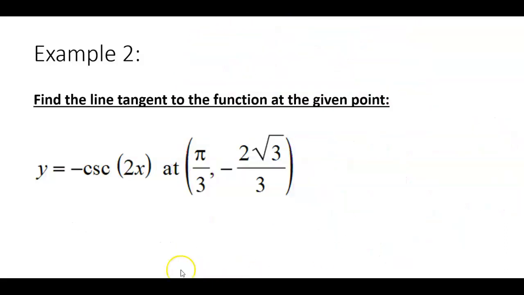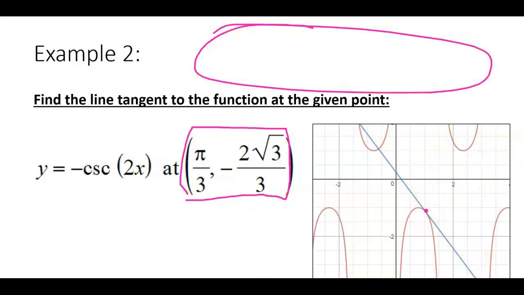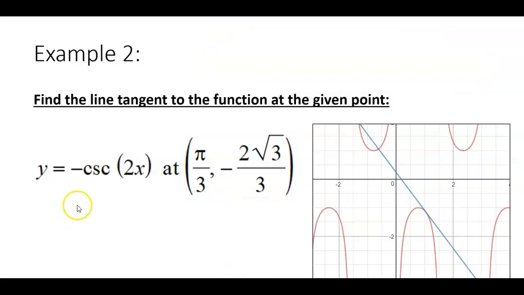So just to kind of give you guys a visual of what we just did, here is the graph. The red lines are the graph of negative cosecant of 2x. And the point where we're finding a tangent is right here. That's the point pi over 3 comma negative 2 radical 3 over 3. And then the blue line is the tangent line, which is the answer I had at the top earlier. So that's what we just did. So finding the tangent line is just like normal. It's just that now you have to do derivatives of trig functions. And you have to know how to evaluate trig functions at points using what we reviewed at the beginning.